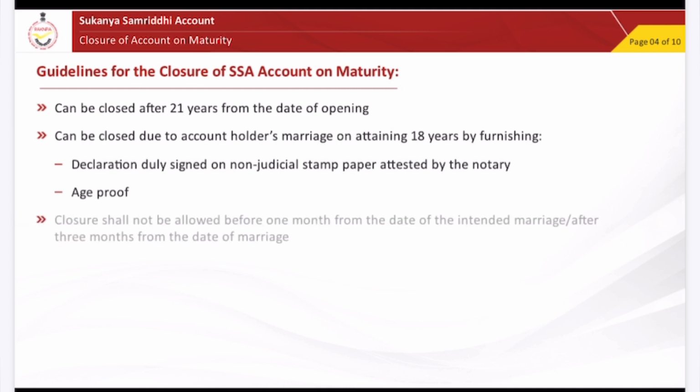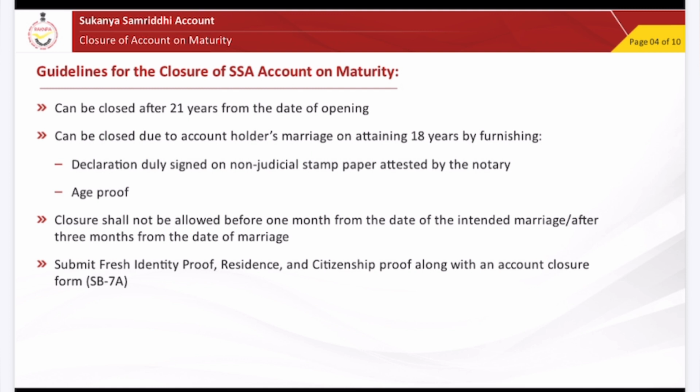Age proof is required. No such closure shall be allowed before 1 month from the date of the intended marriage or after 3 months from the date of marriage. The girl child has to submit fresh identity proof, residence, and citizenship proof along with account closure form SB7A. Post-maturity interest is applicable at the rate applicable to PO savings account.